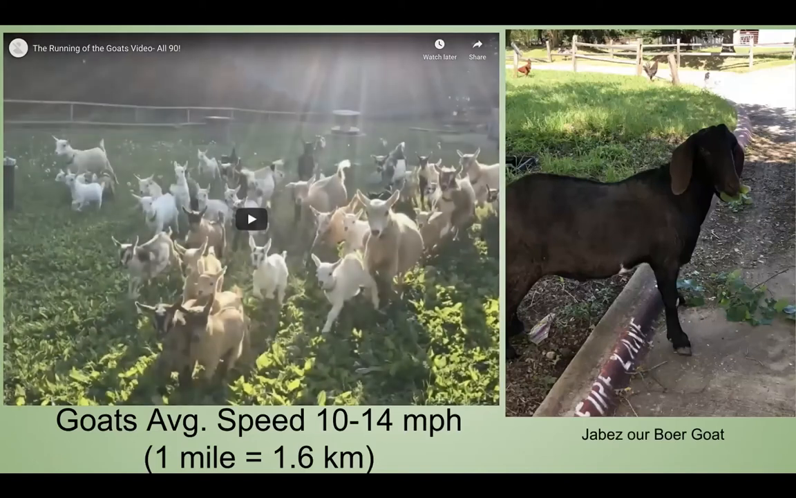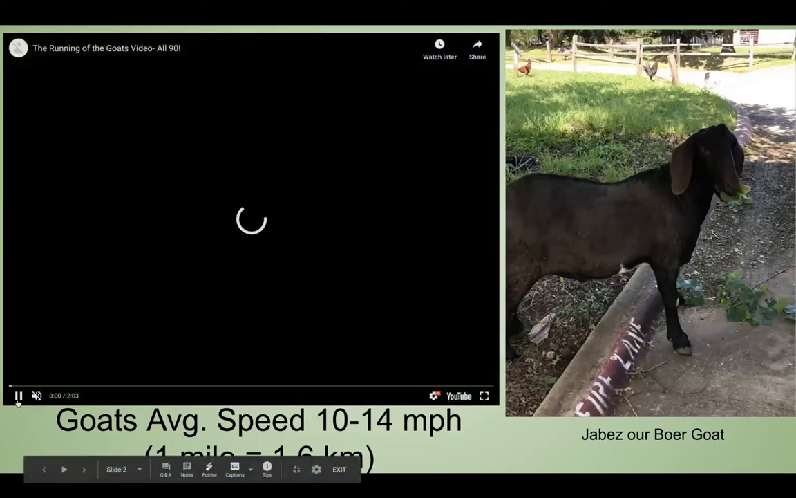So our next animal we're going to be looking at is goats. The goat's average speed is about 10 to 14 miles per hour, so just a little bit less than the cow. And again, 1 mile is 1.6 kilometers. So if you were to convert the average speed for our goats, what would that be in kilometers per hour? I'll show you guys the video of these cute running goats.